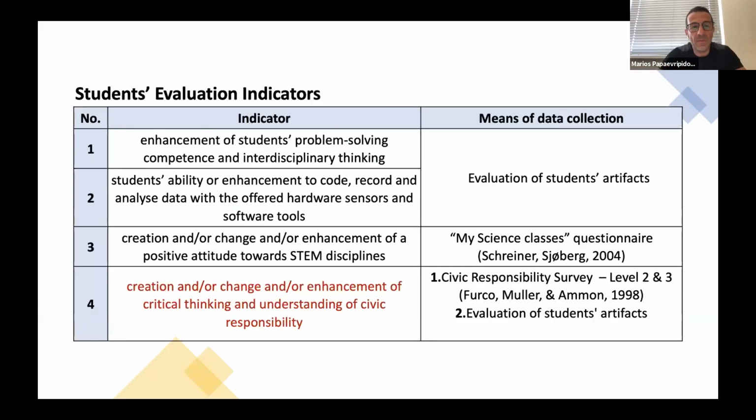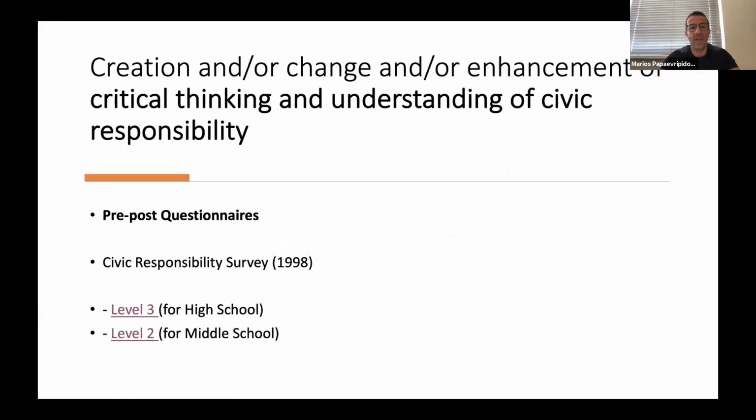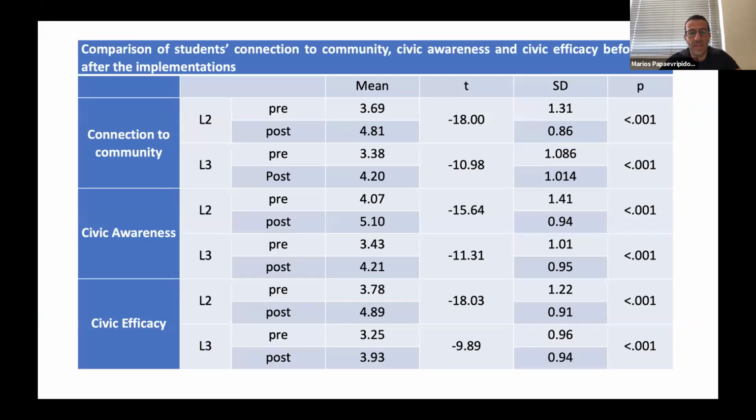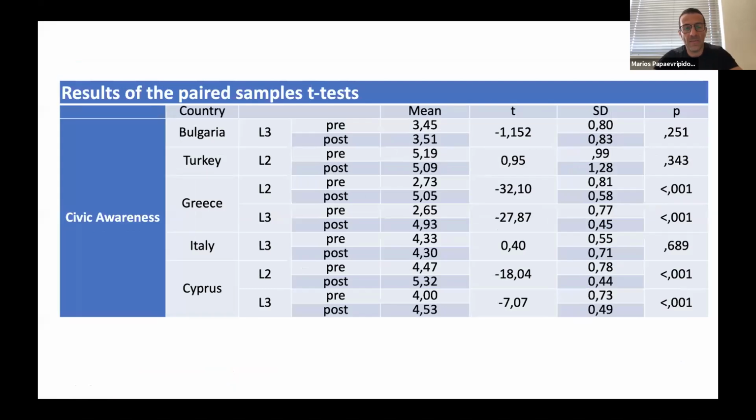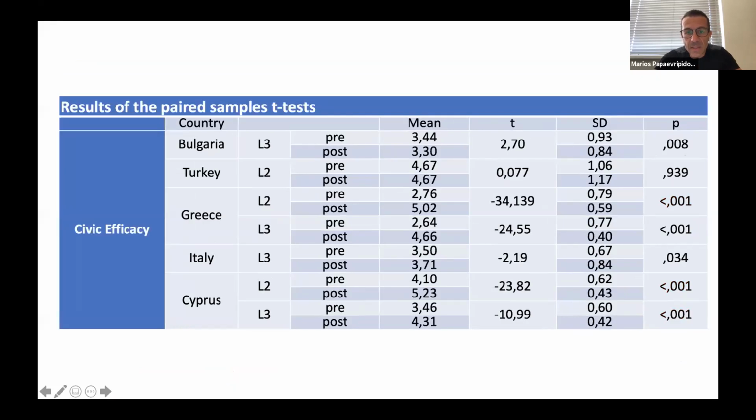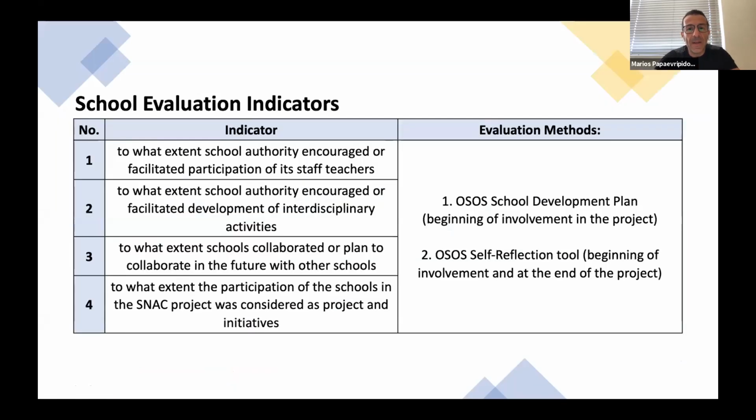And in terms of whether what we've been doing affected students' critical thinking and understanding of civic responsibility, again, we used pre-post questionnaires, and here are the results. As you can see, the changes were significant, indicating that we succeeded in affecting students' connection to community, to civic awareness, and civic efficacy. And of course, we checked pre and post for each of the countries, and we had the results here. So I need to finish before going.